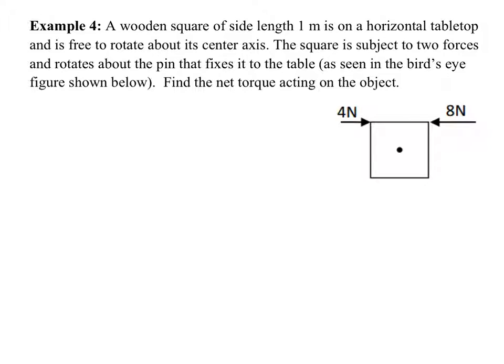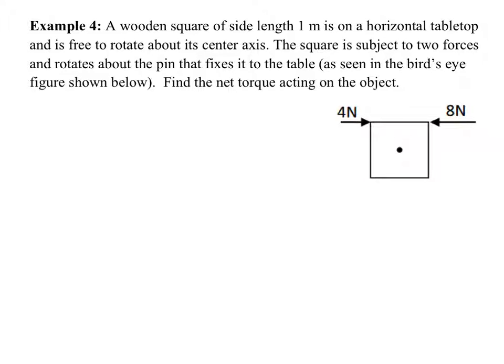Now, the question about rotational equilibrium comes up next. It says the square is subject to these forces and rotates. Find the net torque acting on the object. The net torque. And net, again, what does net mean? We need to know this word. Total or overall. Total or overall.